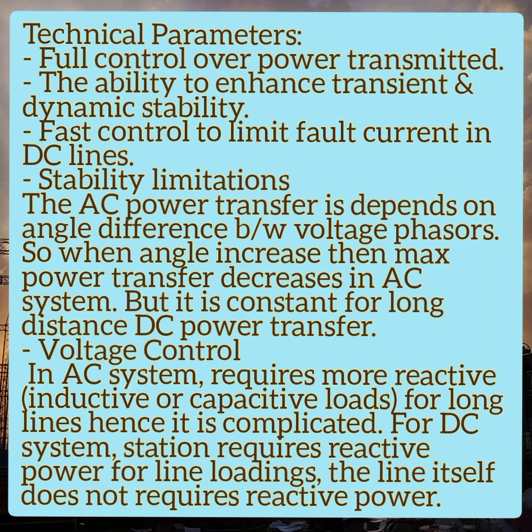Then voltage control. An AC system requires more reactive power, like inductive or capacitive loads for long lines. But in a DC station, the reactive power will be needed according to the loading levels. So for running the line itself, we don't need a separate reactive power as in an AC system.